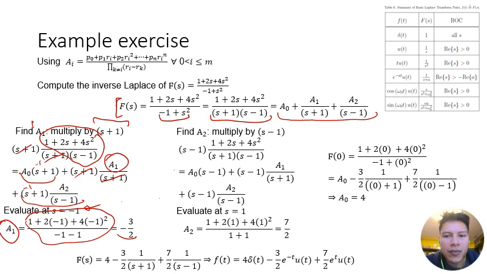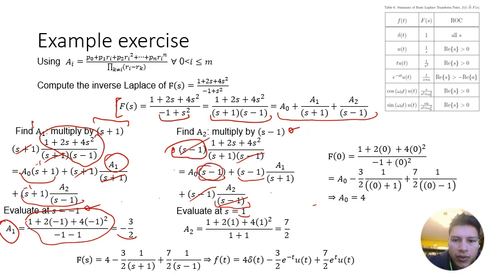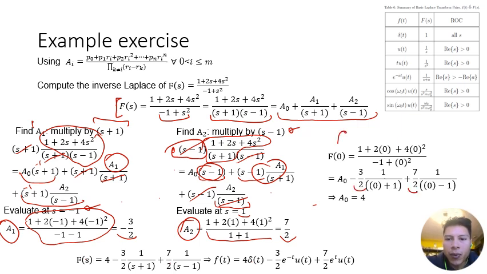I do the exact same thing for A2, except now I multiply by s minus 1. So I multiply my left side by s minus 1. That cancels out this one, and then I multiply my right side by s minus 1. These two cancel. Now when I evaluate at 1, this one becomes 0, this one becomes 0, so the only one that's left is A2. And on this side, I just have to evaluate this at 1, and then I get my 7/2. And then finally, now that I know what A1 and A2 are, I can plug in whatever I want to F.